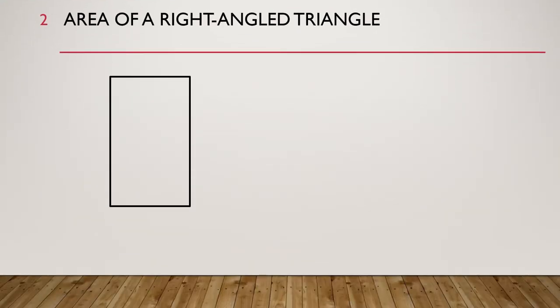When we have a rectangle, we can divide it into two triangles like this. Each of the two triangles has a right angle because a rectangle has four right angles. Let's look at one of the triangles. We can split the rectangle into two equal halves like this. We can then move the top part of the triangle down like this.